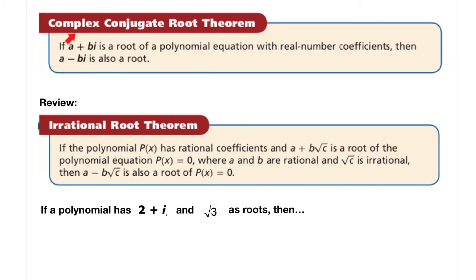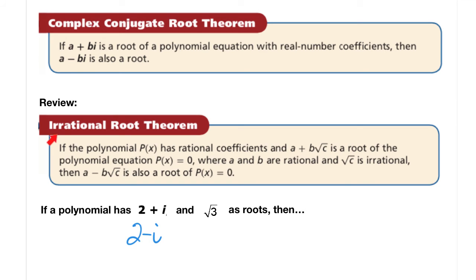Next thing in your book is going to be this complex conjugate root theorem. Basically, if a plus bi, that complex number, is a root, then a minus bi is also going to be a root. And so down here, if a polynomial has 2 plus i as a root, then 2 minus i will also be a root.